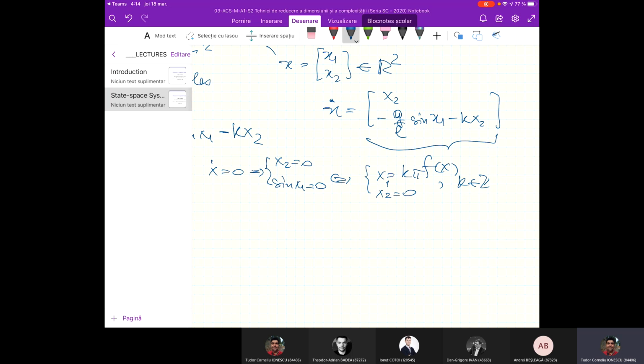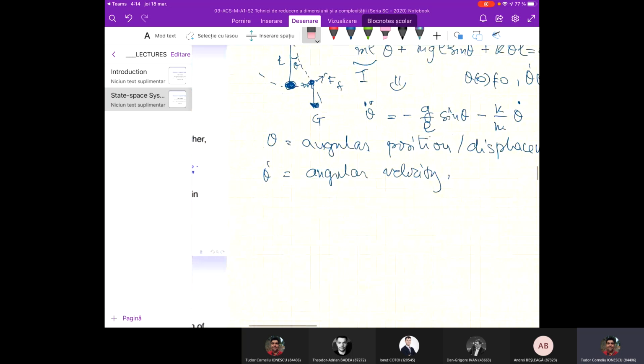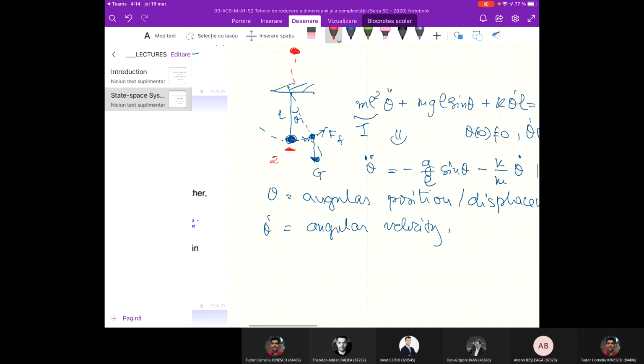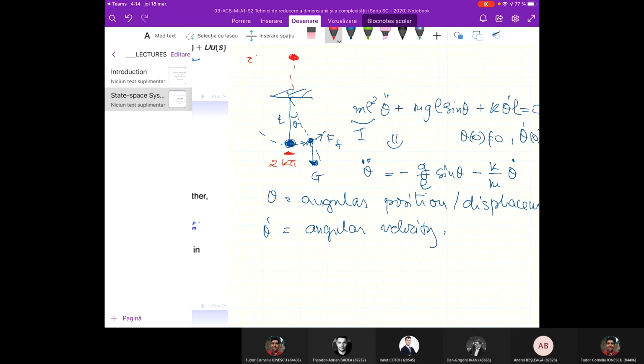Let's take k equal to 0. So for k equal to 0, we have here two types of equilibria. We have this equilibrium, and we also have this equilibrium. So this is 2k pi, the even numbers, and this is 2k plus 1 pi, the odd numbers.